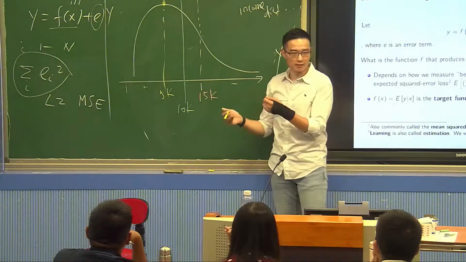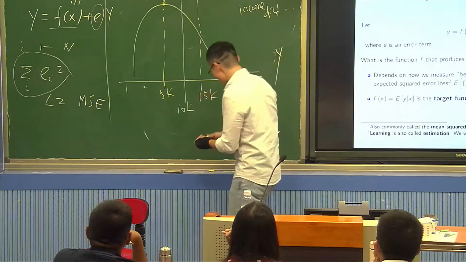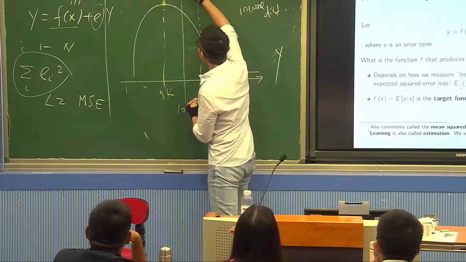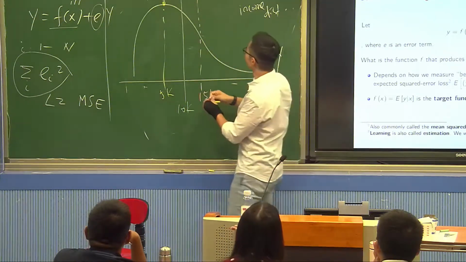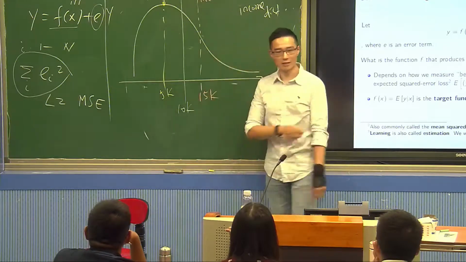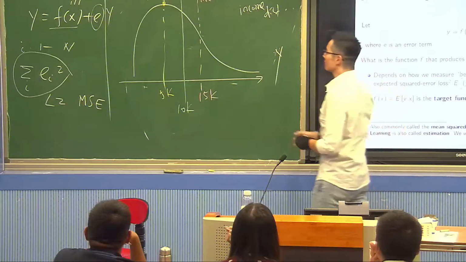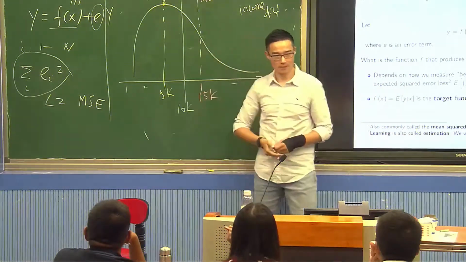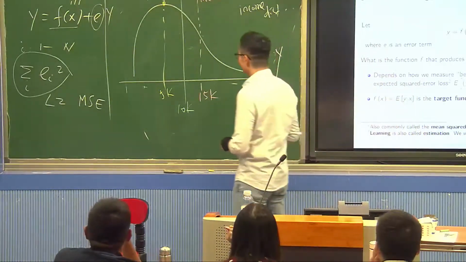Which one is median? Which one is mean? All right, so this should be the median, and this should be the mean. Everybody agrees? Because it's a skewed distribution, the mean should be higher than the median in this case.